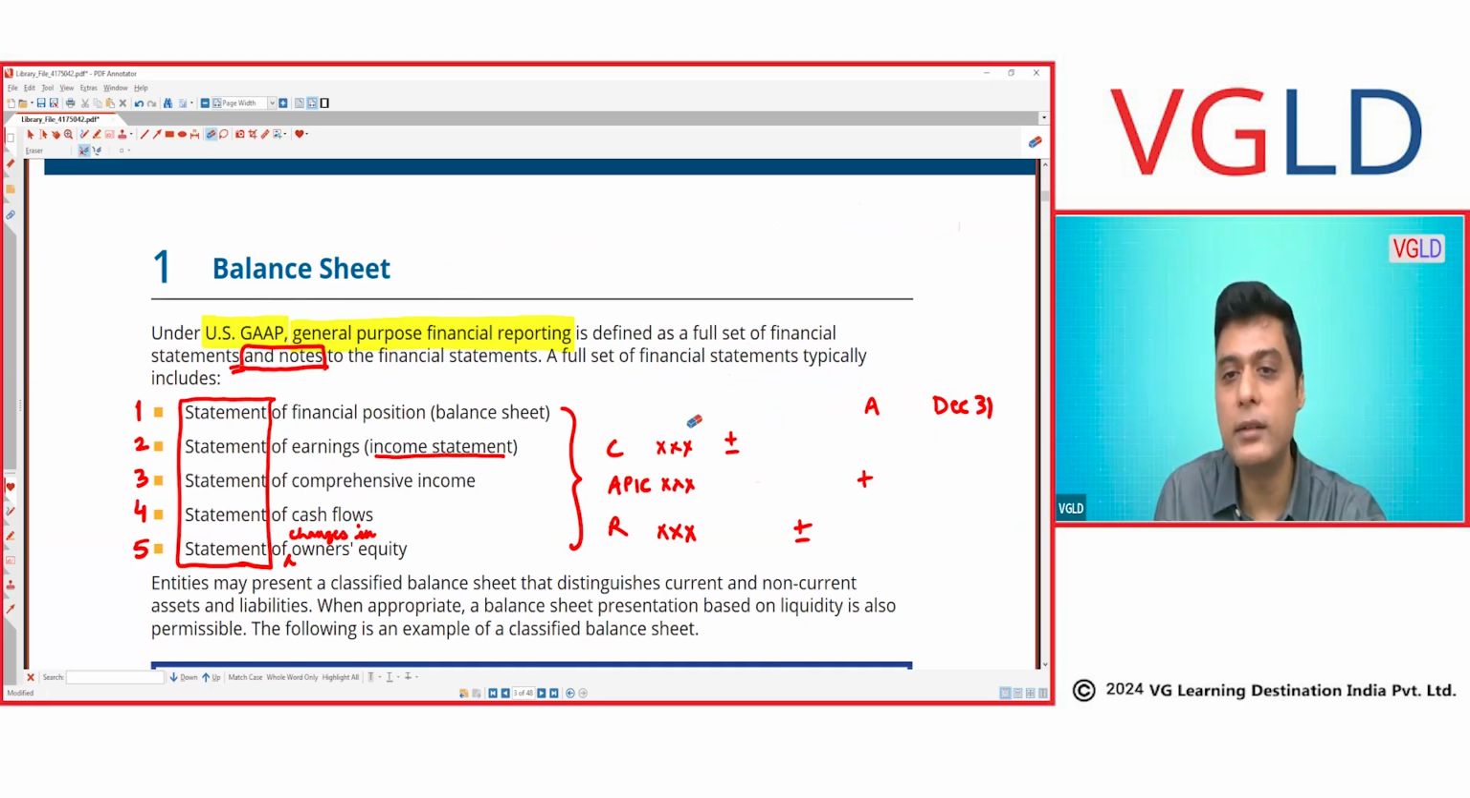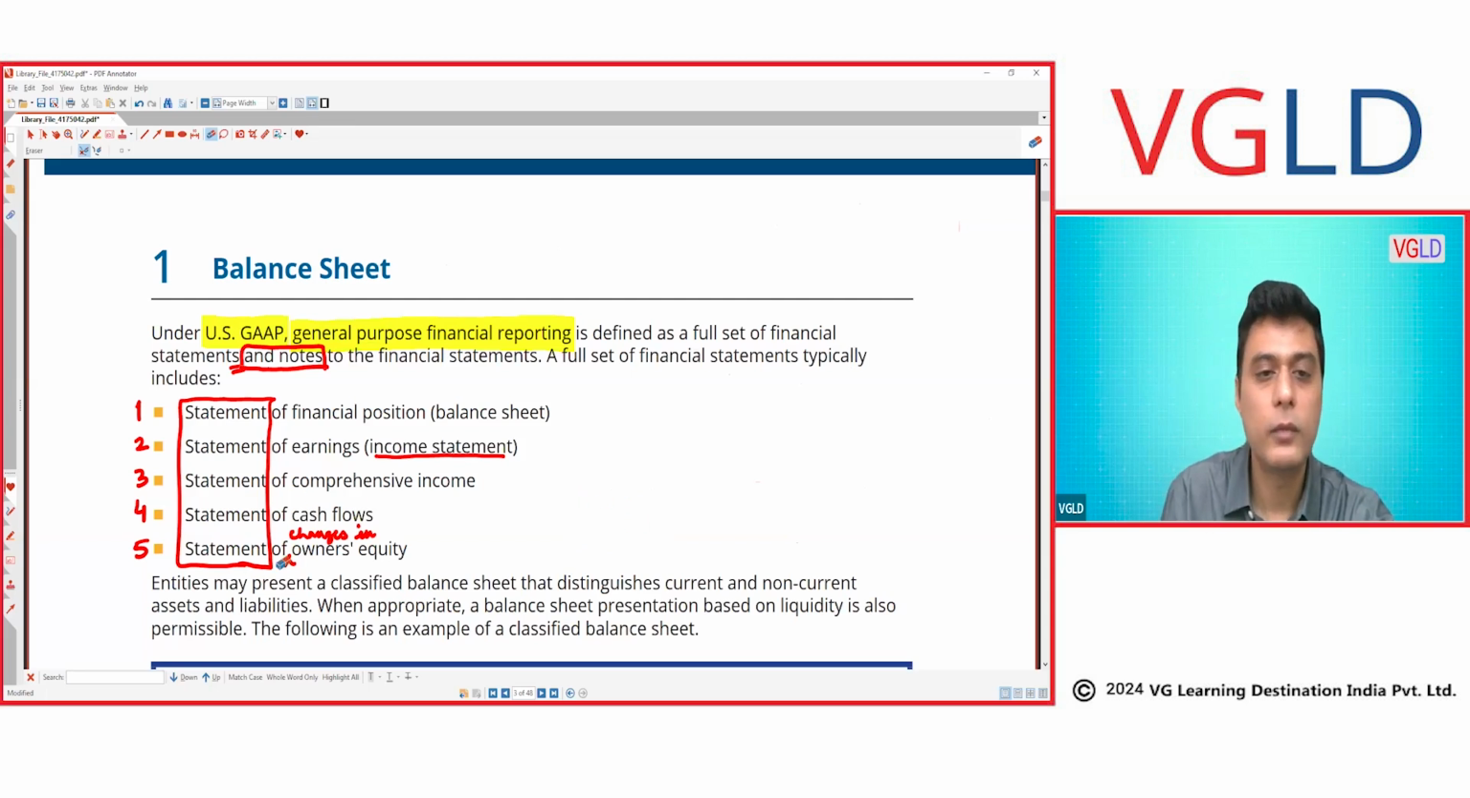You have to present, as in companies have to present, their full set of financials. Okay, so is that clear, everyone?